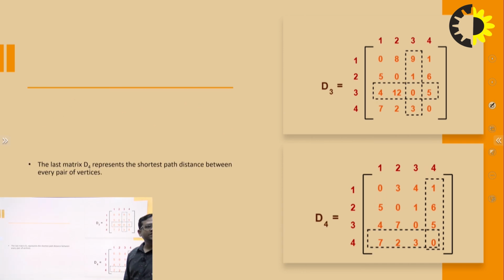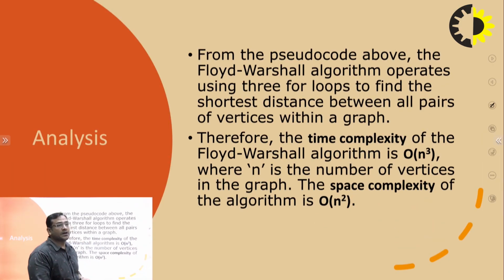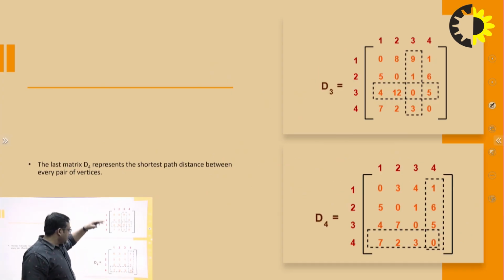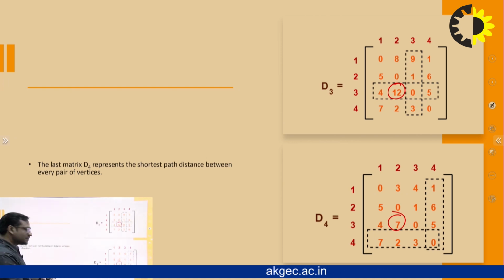Next is 4. Similarly, I have D3 here, and when we create D4, you can take the fourth row and fourth column as it is, and all the other values you should update. I'll take one example here. Previously we had a 12 here, and now I am getting a 7. So let's see what will happen here. D4.